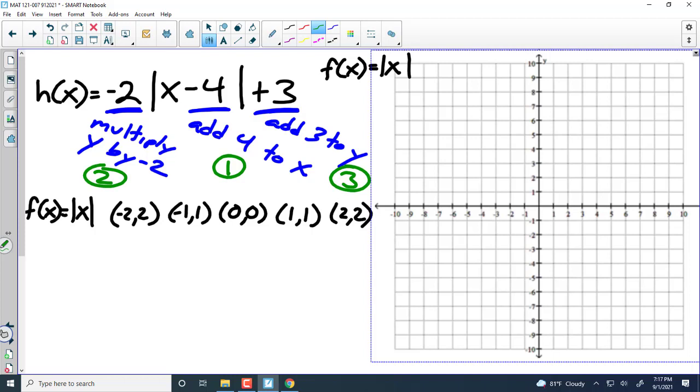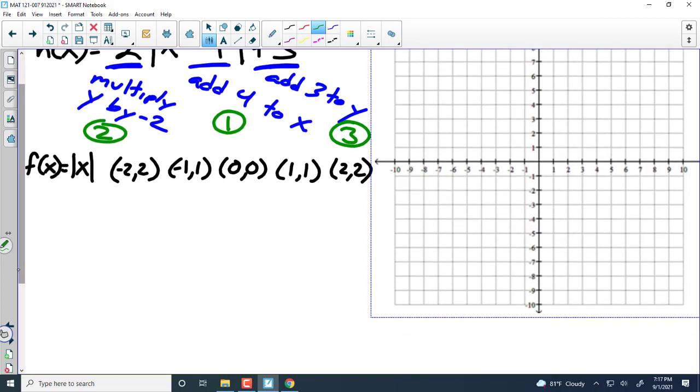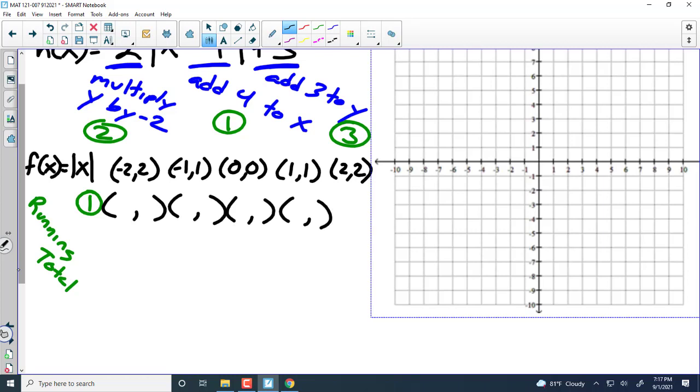Now, what we do is we keep a running total of our ordered pairs. We do not go back to the beginning each time. I call this like a running total. And I will help you. Number 1, the first thing we're going to do to every ordered pair, and the only thing we're going to do to every ordered pair on this step, is we're going to go across and we're going to add 4 to every x value.